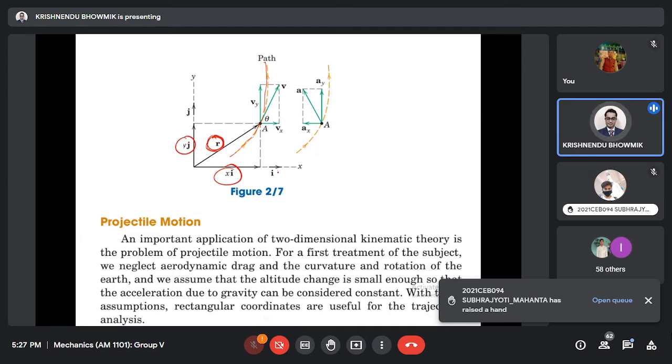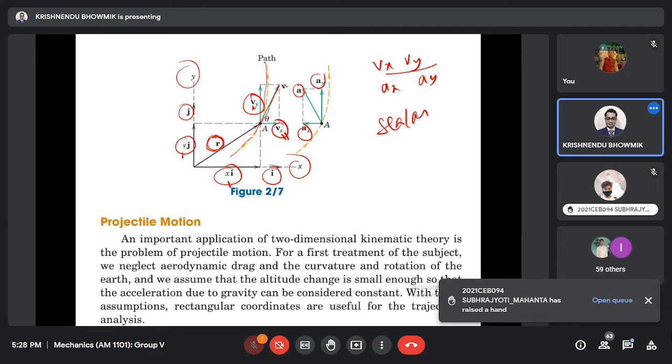Here i and j are the unit vectors, with x and y as the axes. From the position r you can get the velocity v, which has two components, vx and vy. These are scalar quantities. Then the acceleration has components ax and ay. So vx, vy, ax, ay are all scalar quantities.